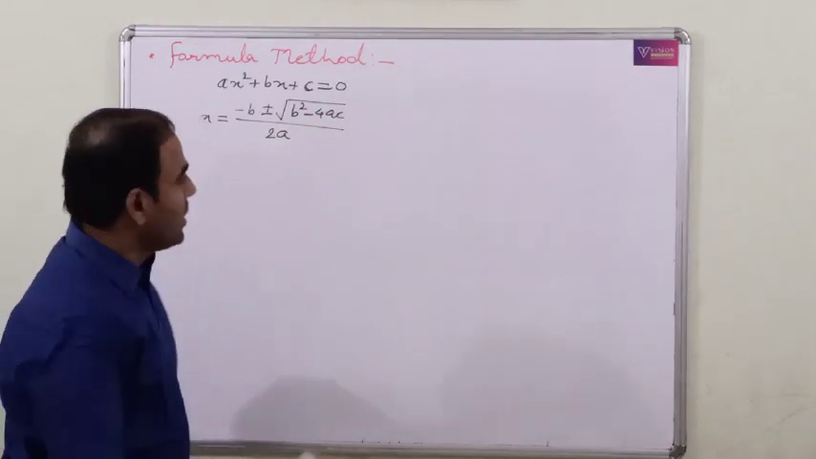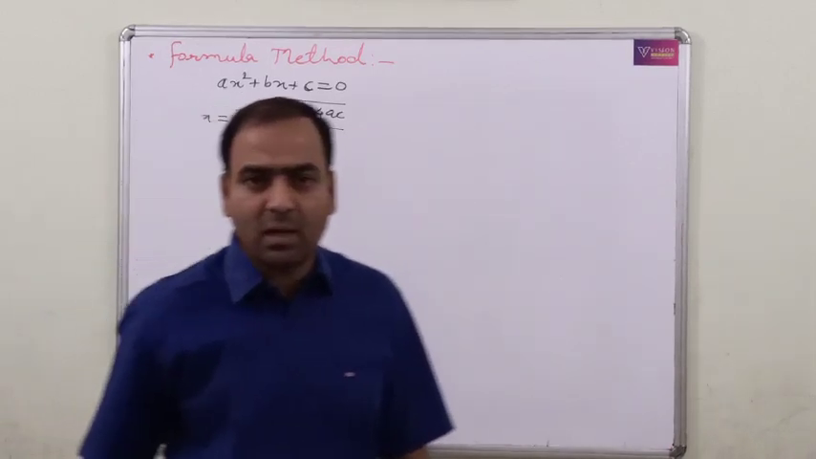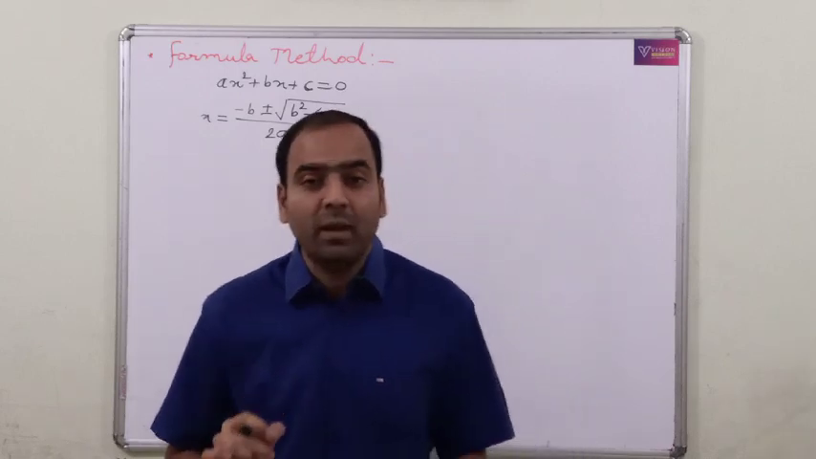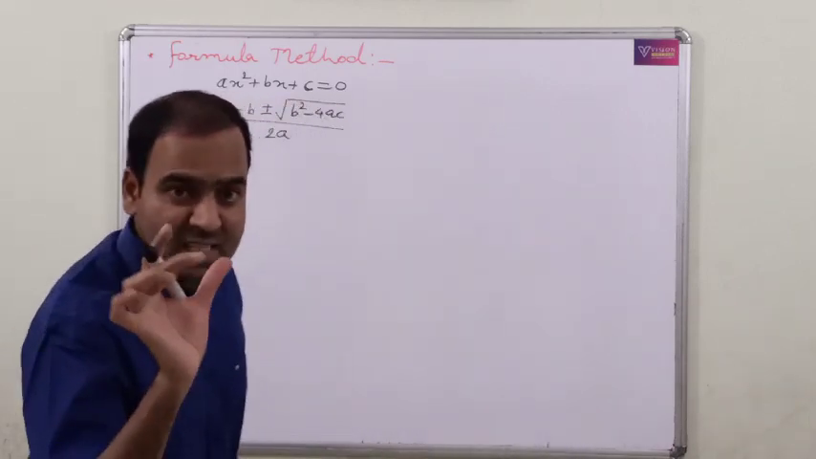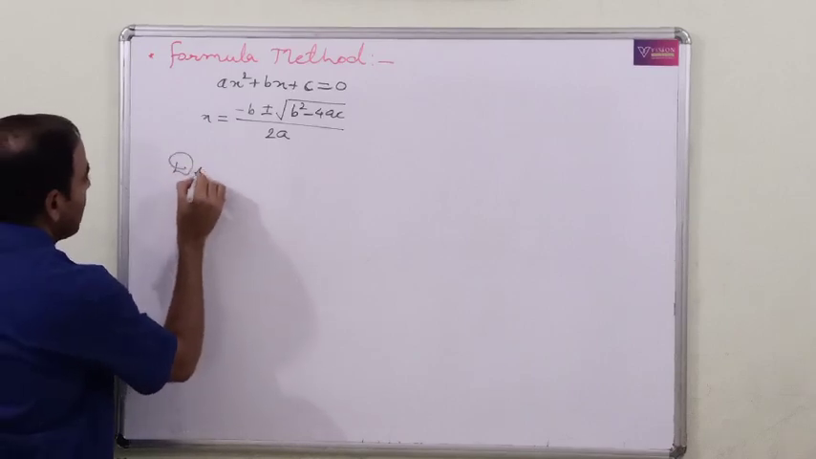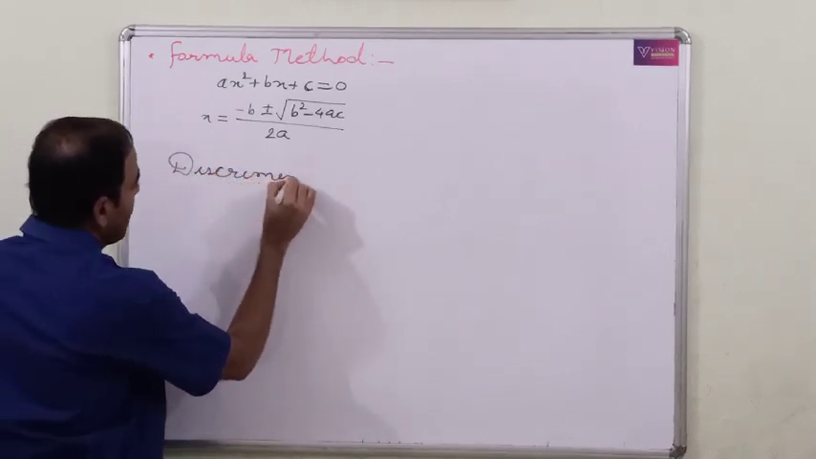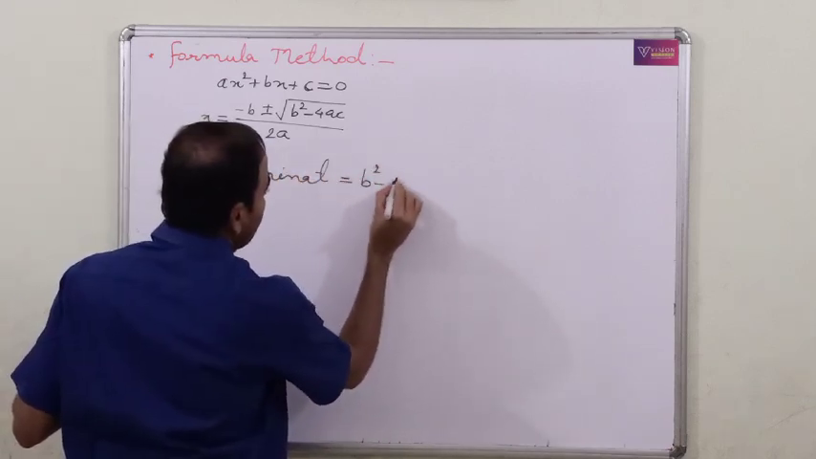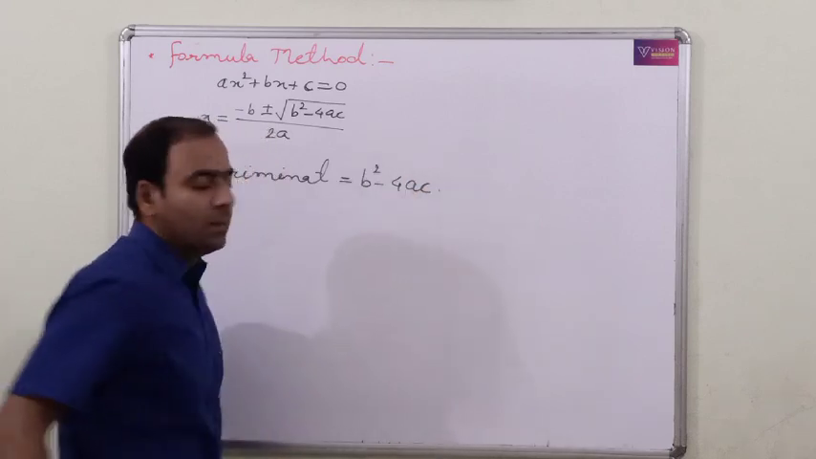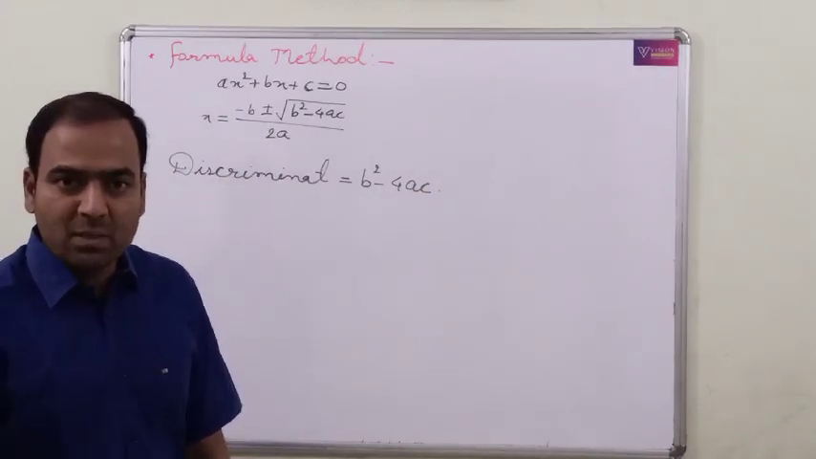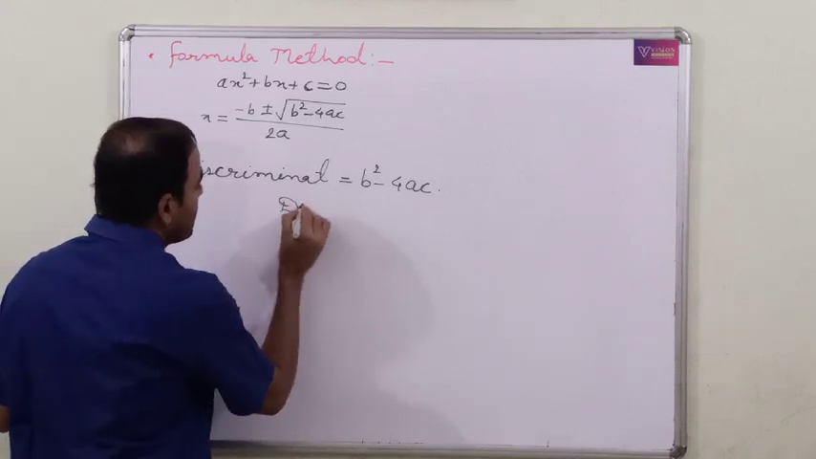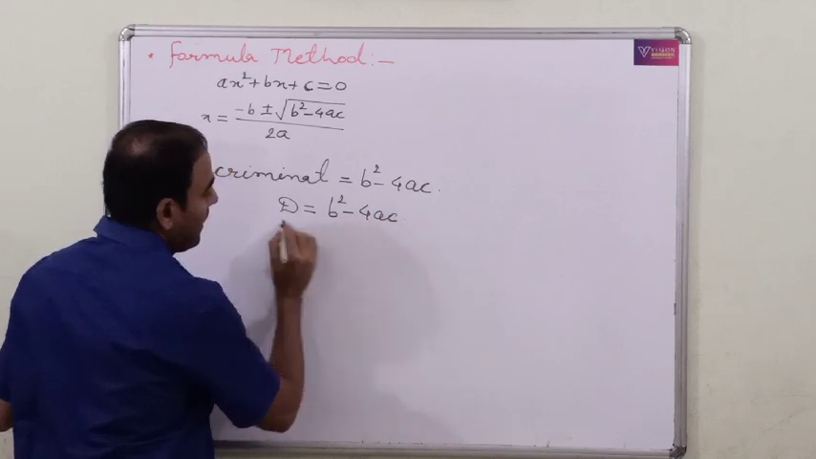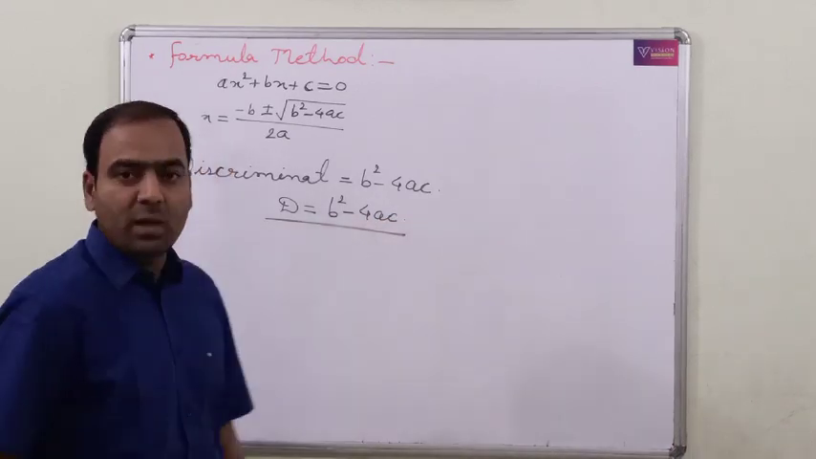अब इसमें जो ये अंडर रूट बी स्क्वायर माइनस 4ac रहता है ना, इट हैज द पर्टिकुलर नेम. इट इज कॉल्ड एज द डिस्क्रिमिनेंट. इसको क्या बोलते हैं? डिस्क्रिमिनेंट बोलते हैं. सो व्हाट इज द वैल्यू ऑफ डिस्क्रिमिनेंट? Discriminant is the b square minus 4ac. Discriminant किसको बोलते हैं? b square minus 4ac and it is denoted by D. So D is equal to b square minus 4ac.